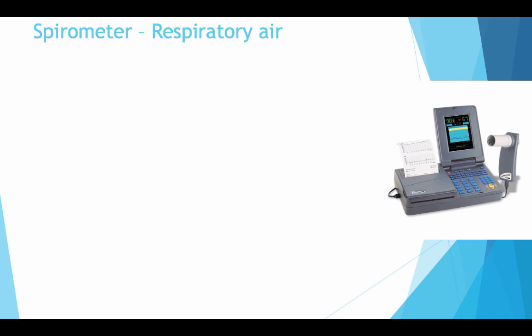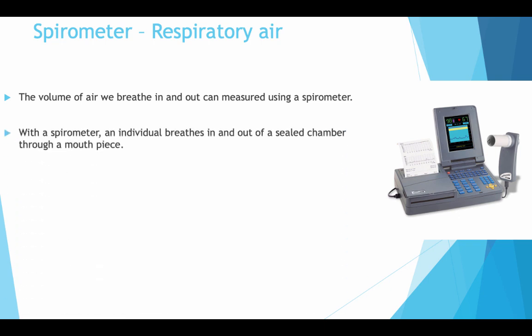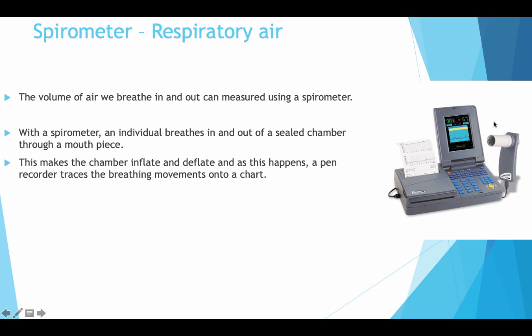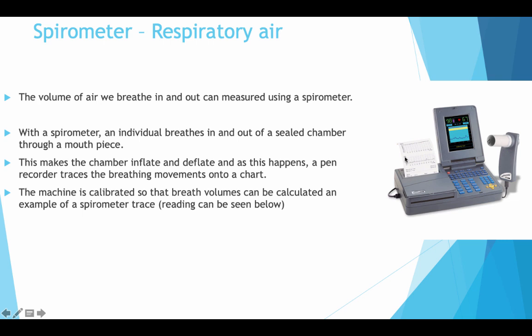These are all tested by using something called a spirometer. The volume of air we breathe in and out can be measured using this spirometer. With a spirometer, an individual breathes in and out of a sealed chamber through a mouthpiece, as shown in this diagram here. This makes the chamber inflate and deflate. As this happens, a pen recorder traces the breathing movements on a chart. You can see this bit here. The machine is calibrated so that the breath volumes can be calculated.